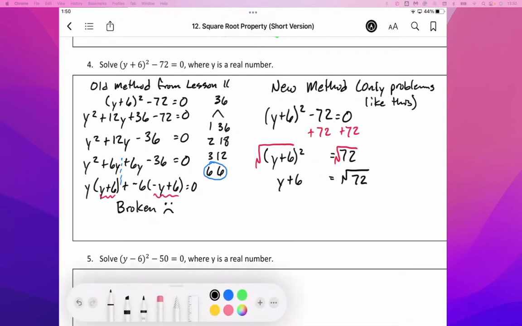And then I can say, oh, now I can subtract 6 from both sides. You can do the subtraction now, or let's actually do the subtraction later. Let's deal with the square root of 72.